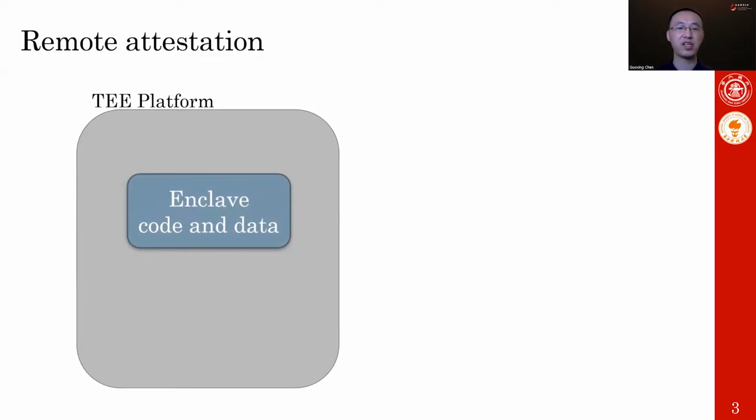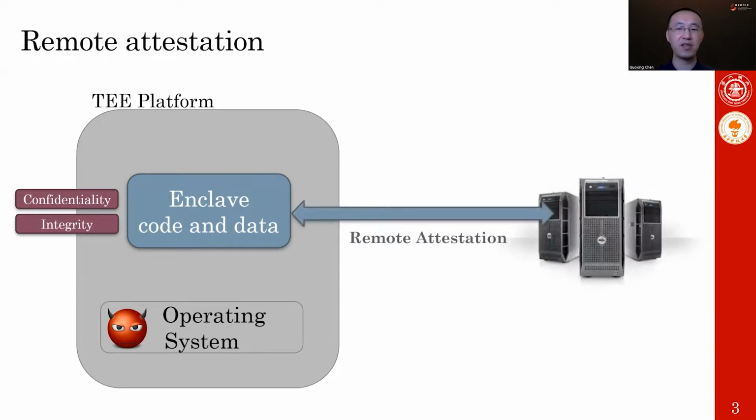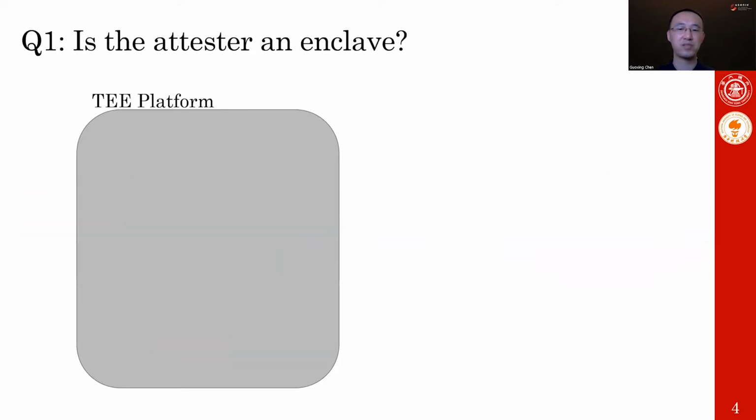It protects the confidentiality and integrity of the code and data loaded inside against privileged and unprivileged attackers, such as the operating system. Before interacting with an enclave, the enclave needs to be verified. Thus, a mechanism called remote attestation is introduced. Here, the enclave is denoted as the attester, and the entity that wishes to establish trust in the attester is denoted the verifier. The establishment of trust can be achieved by answering the following three questions.